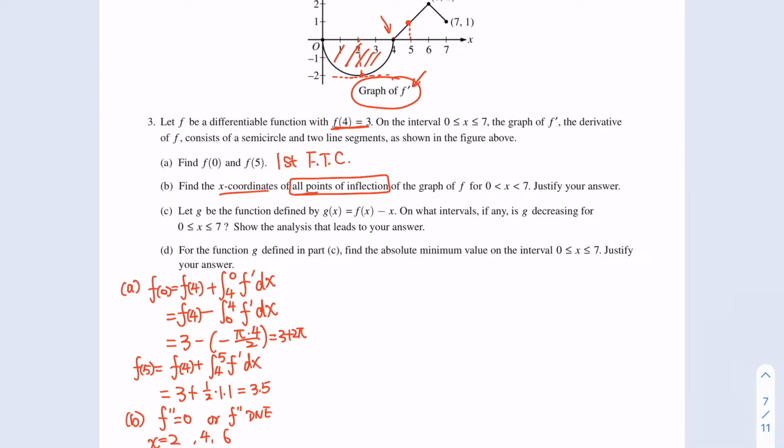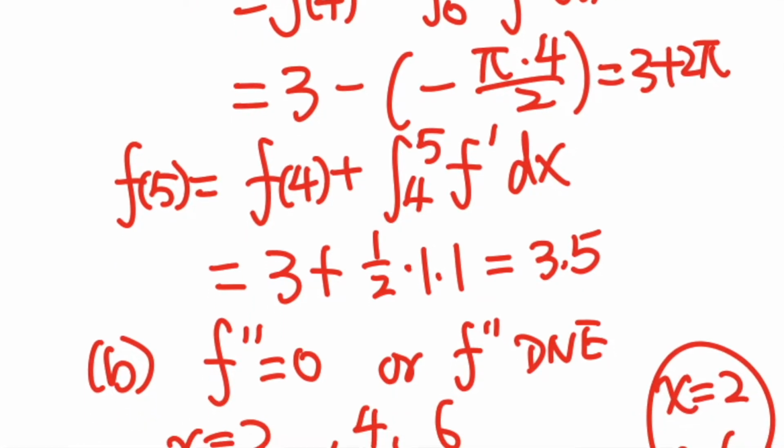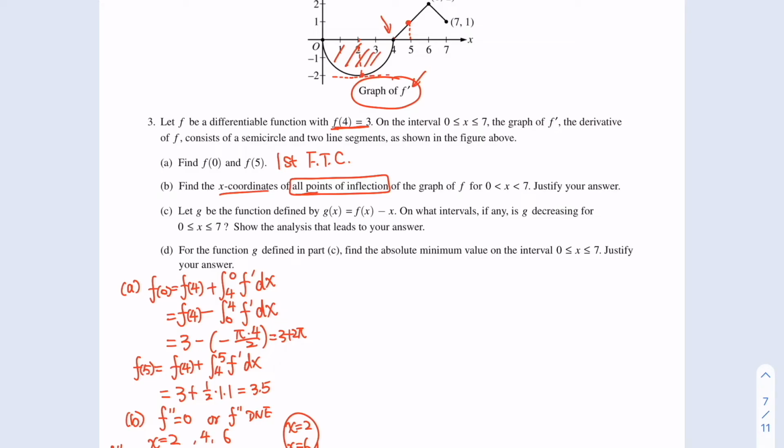Let's do the sign analysis. 2, 4, 6, f double prime. From 0 to 2, f prime is decreasing, so f double prime will be negative. From 2 to 4, f prime is increasing, so positive here, increasing here, decreasing here. So the inflection points will be x equals 2 and x equals 6. And we only need the x-coordinate, so we don't have to solve for y.